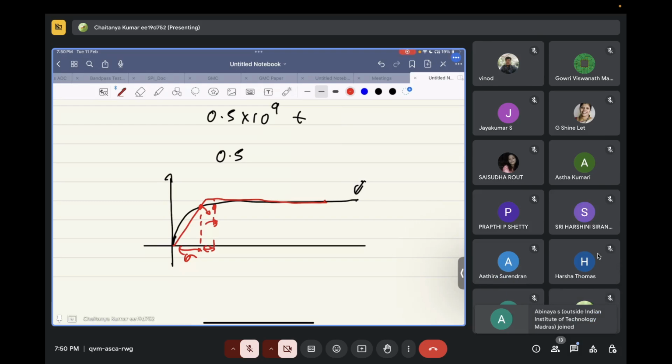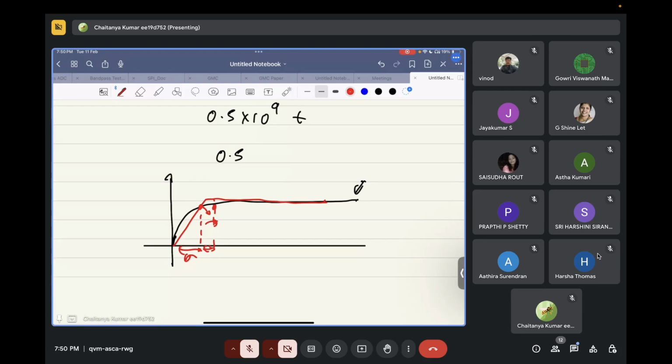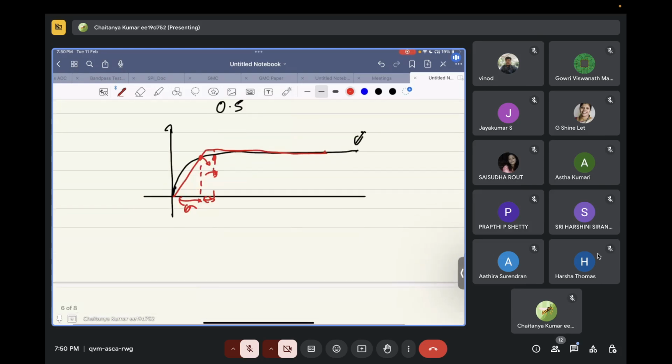Is this clear? Okay, sir. Okay. Any other doubts? No. Okay. So does anyone else have any problem that needs to be discussed? Okay. So if there is no problem, let's solve a few questions.